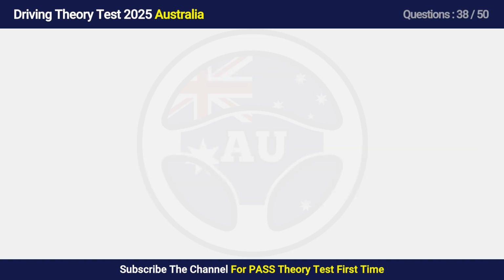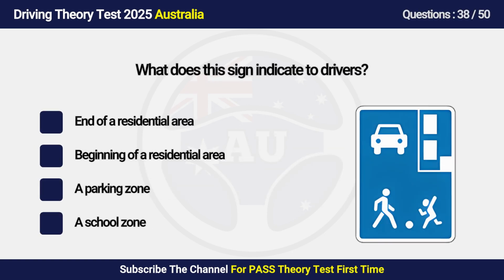Question 38. What does this sign indicate to drivers? A. End of a residential area. B. Beginning of a residential area. C. A parking zone. D. A school zone.